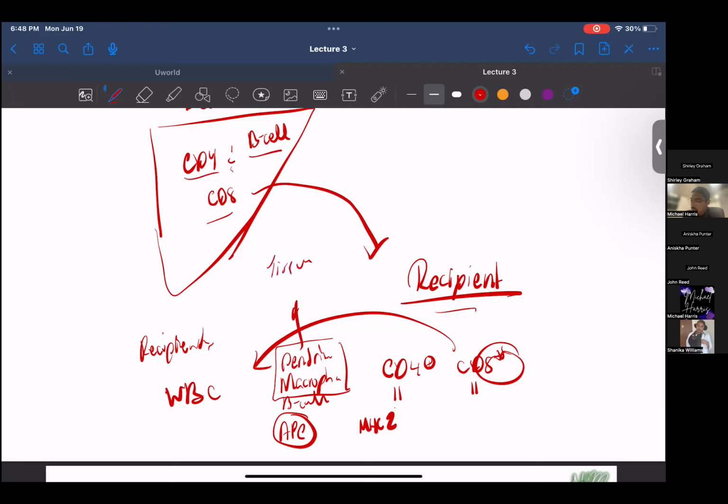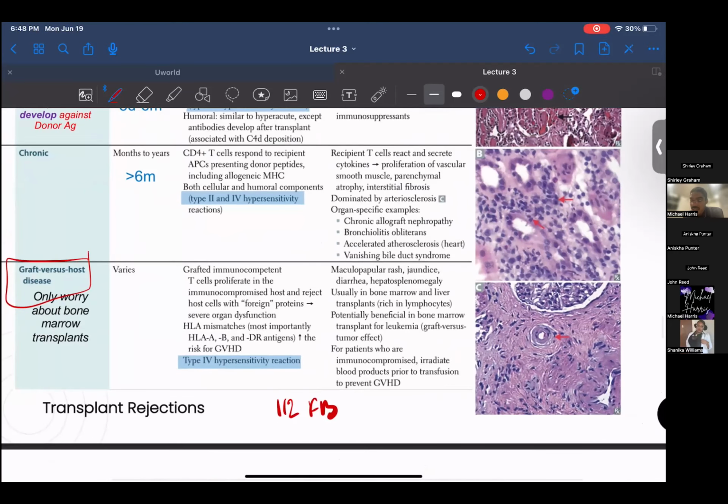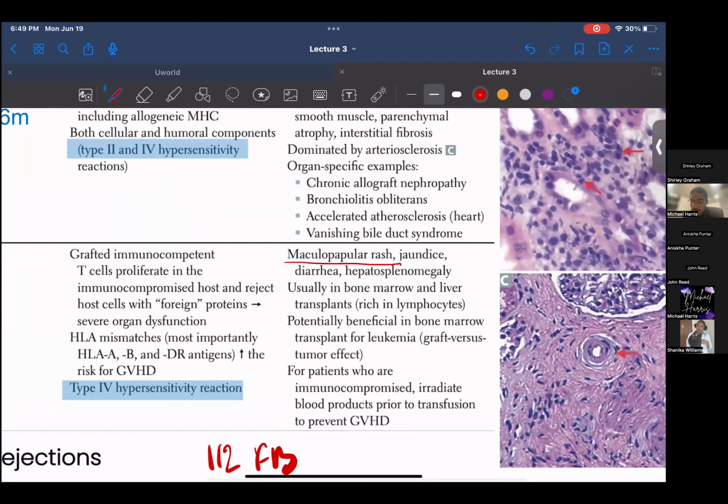Particularly things like skin. You find them in areas like the Peyer's patches in the GI system, right? These are the locations that you find them. So what ends up happening is these are the areas that end up getting damaged. Look, maculopapular rash, because they're damaging the ones in the skin. Diarrhea, because they're damaging the ones in the intestines.